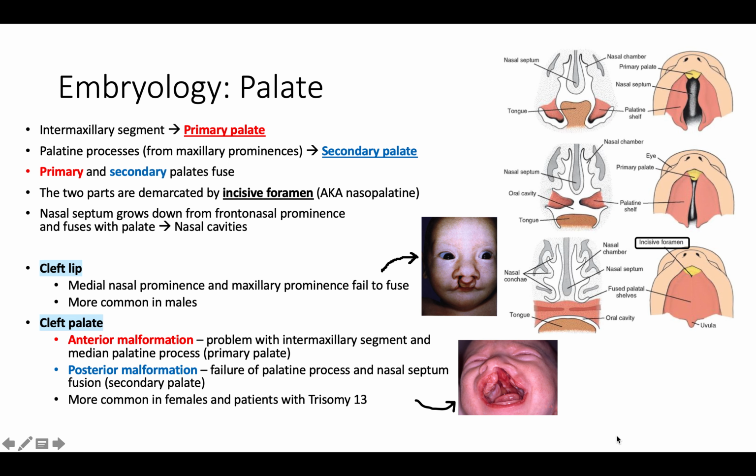So it's going to grow down from the frontonasal prominences and fuse with the palate to form these nasal cavities. If there is an anomaly in the embryological development, then there's going to be either a cleft lip or cleft palate. So if there's an anterior malformation in the cleft palate, there's going to be a problem with the intermaxillary segments, in the primary plate, whereas posterior malformation is a failure of the palatine processes and nasal septum, which is the secondary plate. So make sure that you can identify anterior malformation with primary and posterior with secondary.